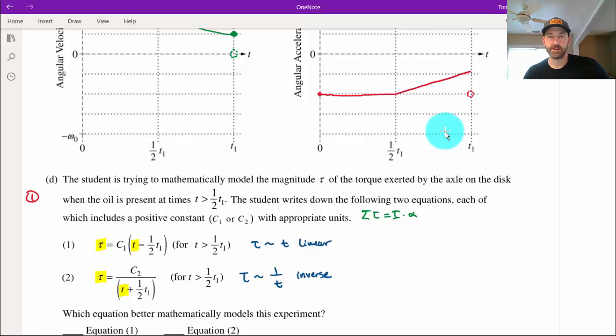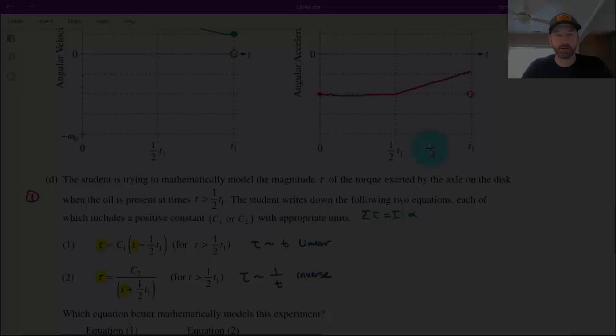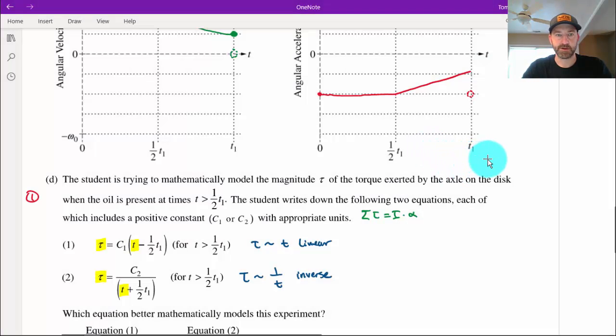And that constant could be a negative, it doesn't have to be, well, I guess it says includes a positive constant, C1 or C2. So in the event that we're going beyond T1, sorry, I had to pause the video, something popped in my head I need to think through again.